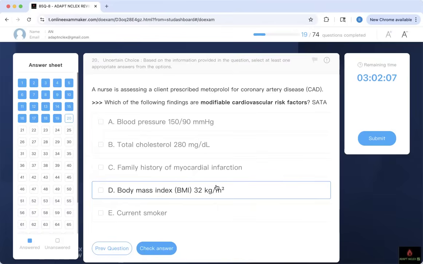Coronary disease. Which of the following findings are modifiable cardiovascular risk factors? I underline the buzzword for you. I decided to underline because I think it's a key point. But it's a select-all-that-apply. You don't have to pick all. Blood pressure 150/90, total cholesterol of 280, family history of myocardial infarct, BMI of 32, and current smoker. Which one is a modifiable cardiovascular risk factor?